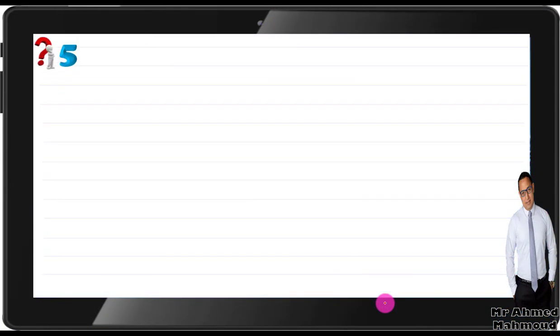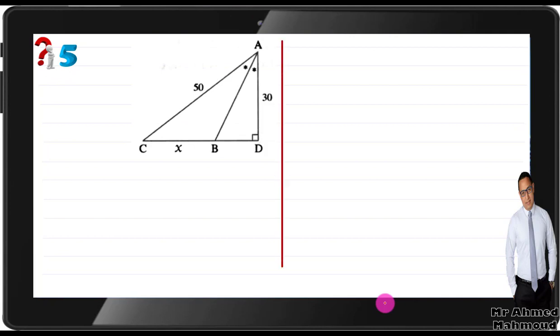Now number 5. In this question we have a right angle triangle. Remember when we have a right angle triangle, you are going to use the Pythagoras Theorem. Before finding this part, I need to find CD. CD equals the square root of 50 squared minus 30 squared, which equals 40. So CD equals 40.